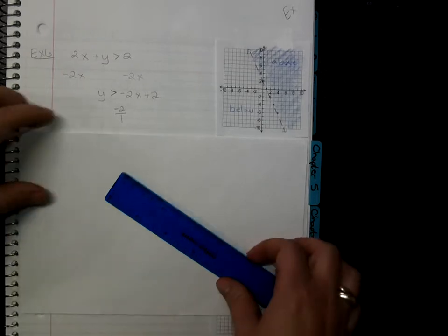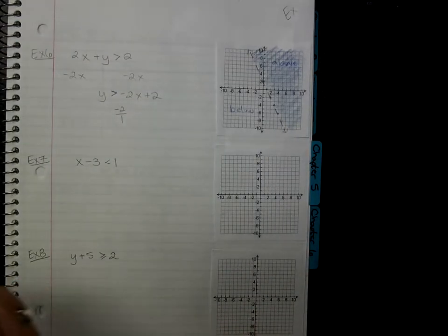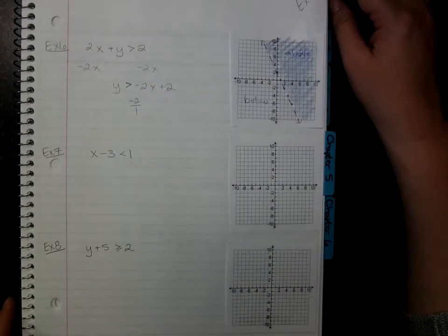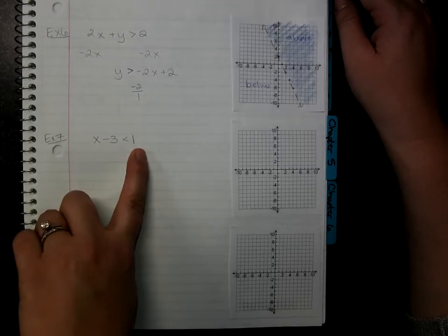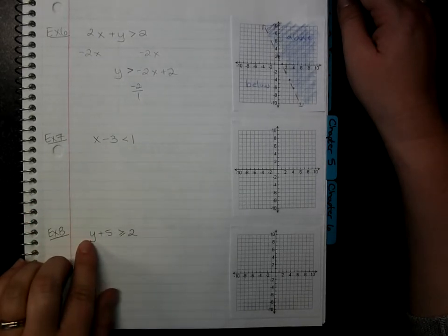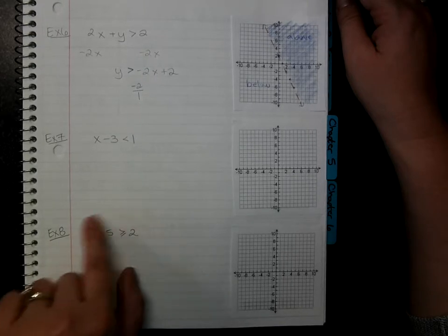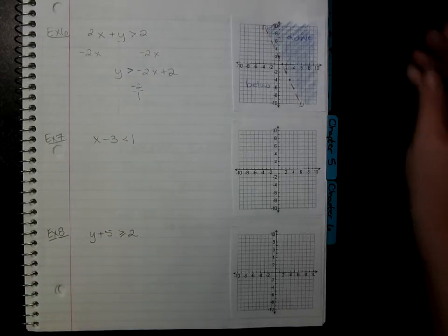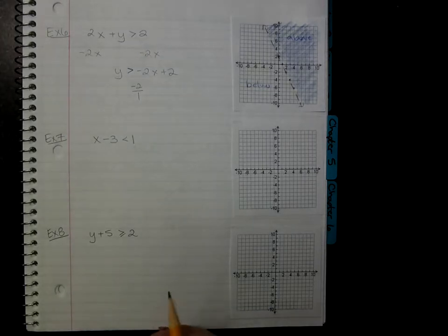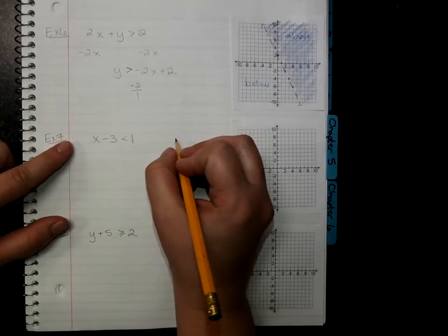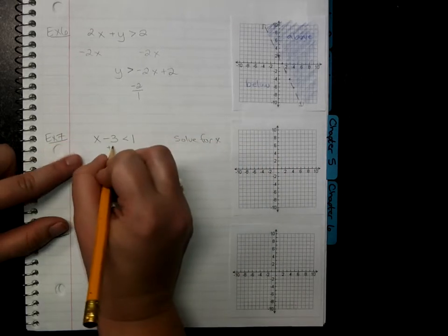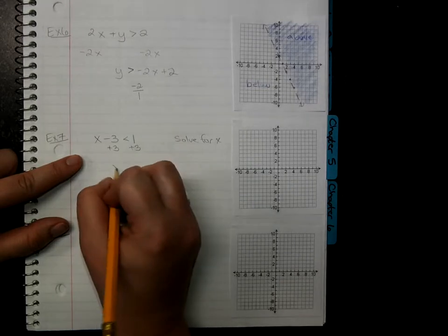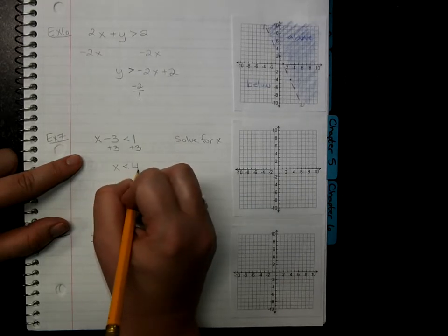All right, now a couple special cases here with vertical and horizontal lines. They always like to break the rules. So example 7, you'll notice it does not have a y variable, it only has an x variable. And example 8 only has a y variable, there is no x variable. So when you notice there's only one variable, you have to solve for it. So in this example, we would solve for x by adding 3 to both sides. That's the inequality x is less than 4.